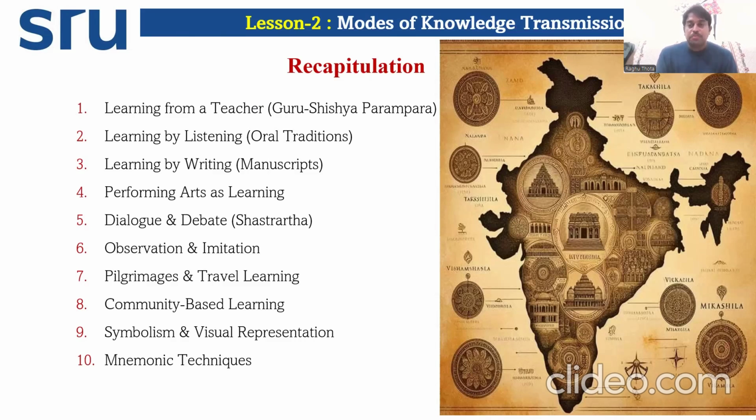If the Gurus have accepted their request, the Sishyas would live with the Gurus in the Gurukulas and learn from them. That is one of the best ways of knowledge transmission in ancient India, learning from a teacher. And the second important mode of knowledge transmission is learning by listening, oral tradition, that is through songs. Our ancestors firmly believed that through songs, knowledge can be easily transmitted to a group of people, and it can be registered for a long period of time in the minds of the people.